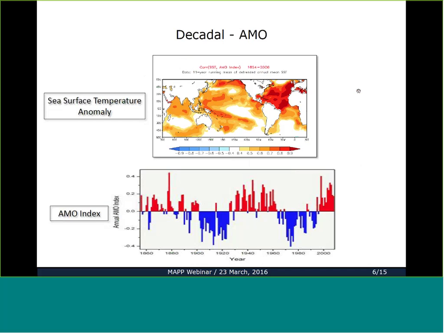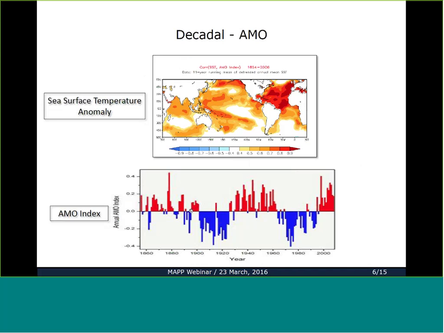Another mode of variability occurs in the Atlantic, and it's referred to as the Atlantic Multidecadal Oscillation. The way it is defined is to take the area average over the Atlantic basin, just average the sea surface temperature anomalies over that, in the simplest terms. The bottom panel shows the average sea surface temperature anomalies over the Atlantic basin.